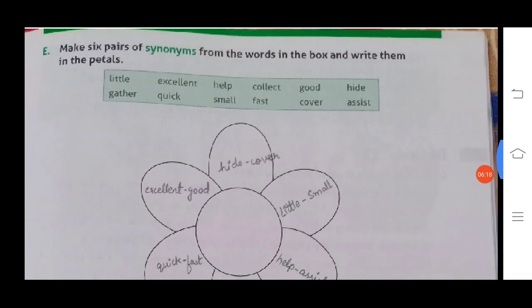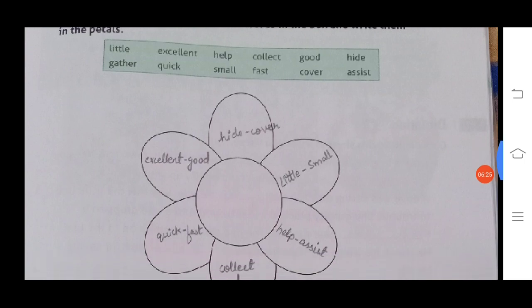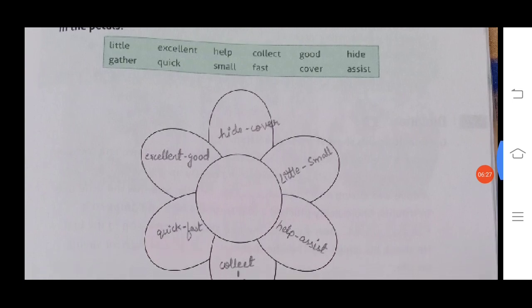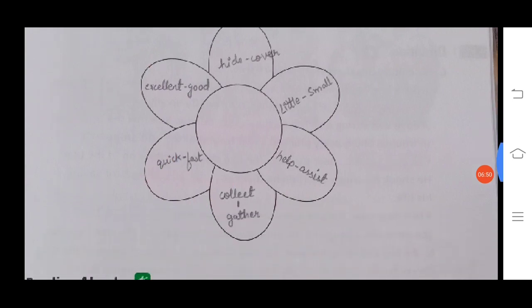Then comes exercise E. Make 6 pairs of synonyms from the words in the box and then write them in the petals. Okay, we have to make the synonyms. Synonyms means these are the words with the same meaning. So little can be matched with small. Yes. So little, small. Help, assist. Hide, cover. Excellent, good. Quick, fast. And collect, gather. Okay, collect, gather.